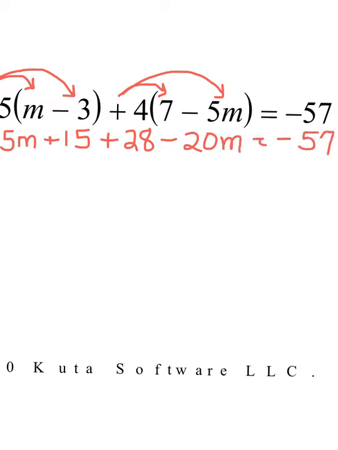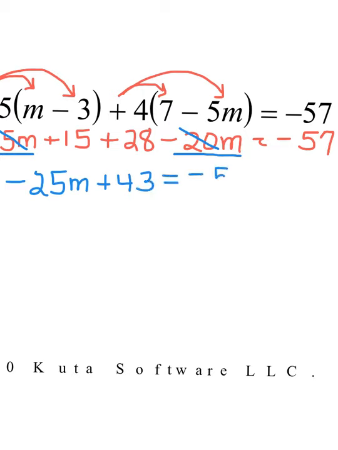So I've distributed. Next thing I want to do is combine like terms again, watching my signs. I have negative 5m and negative 20m. That gives me negative 25m. So that and that taken care of. 15 plus 28, I think, is 43, plus 43. That's an ugly number. Equals negative 57.